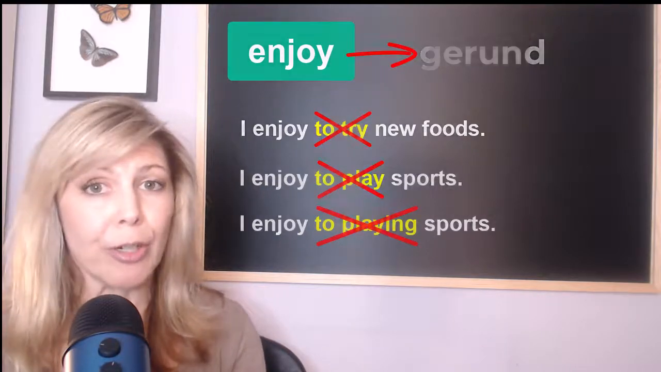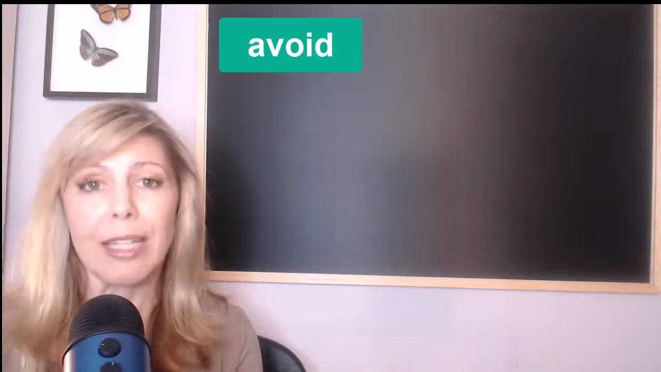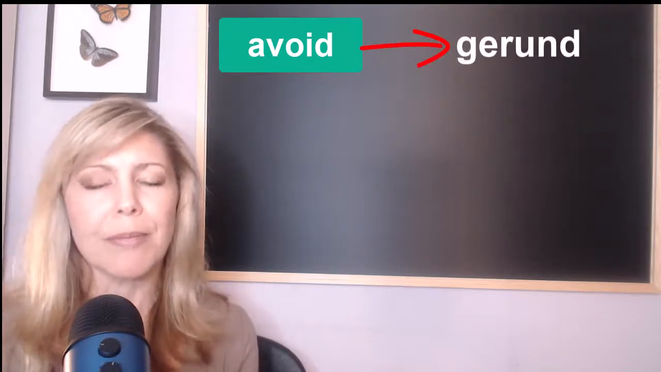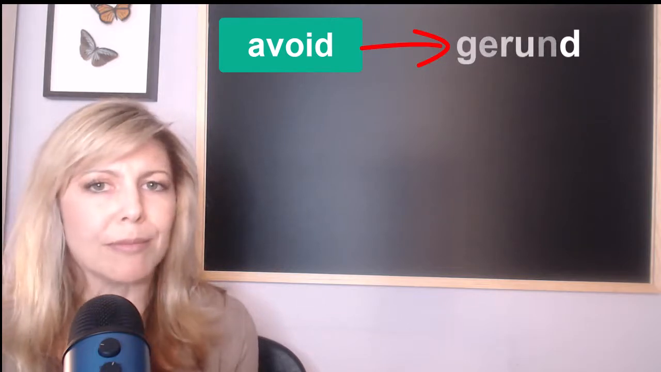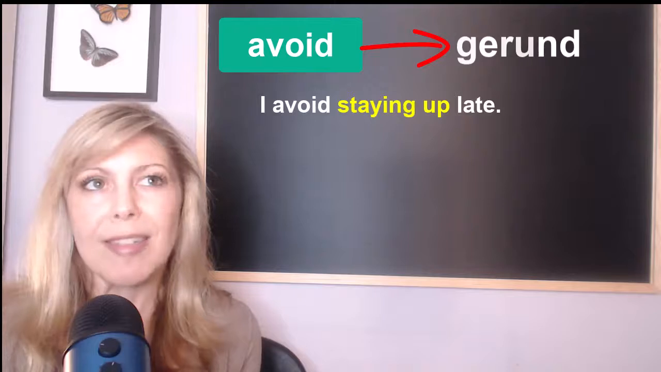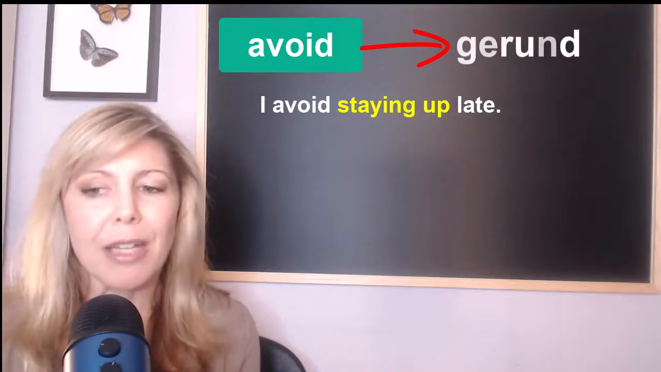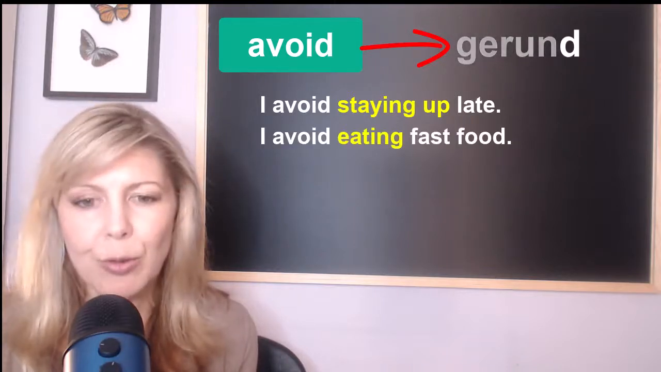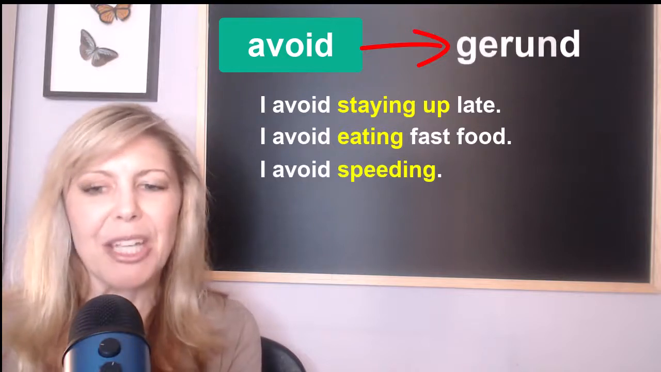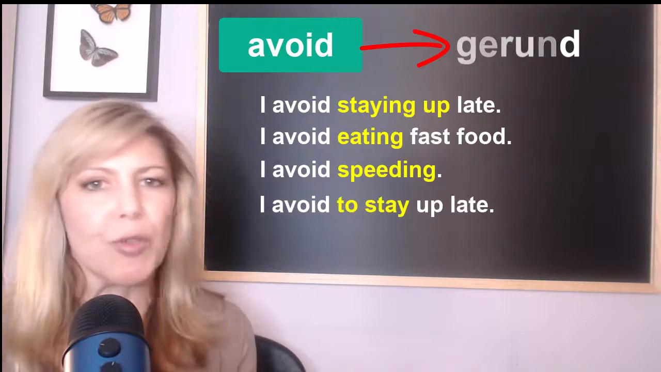Our next verb is avoid. Also, here we use a gerund. What can you avoid? Or what do you avoid? I avoid staying up late. I avoid eating fast food. I avoid speeding. You cannot say, I avoid to stay up late.